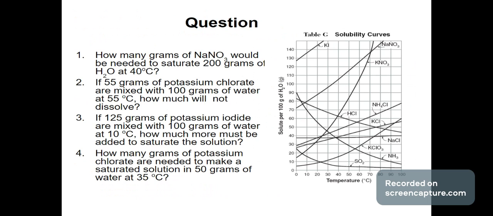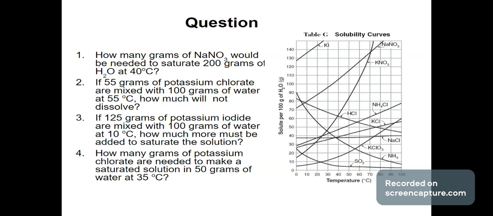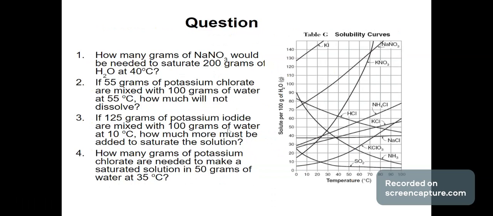These questions right here, let's look at these real quick and you'll see the same thing. How many grams of NaNO3 would have been needed to saturate 200 grams of H2O at 40 degrees? Well, I'll just make a long story short for you. It would be 210 grams, because you're using cross multiplication. If you go back and look at where NaNO3 is, and look at saturation of 200 grams of H2O, let's find it.